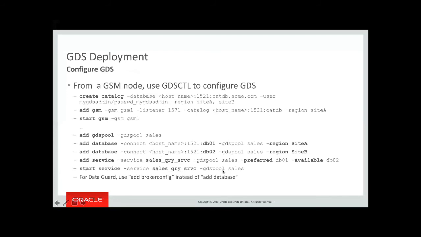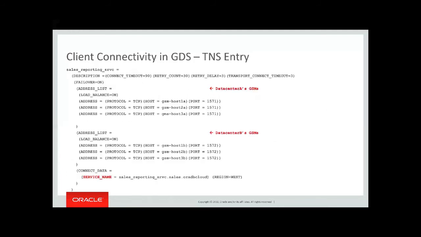So on the back end, I would create the catalog, create GSM, create the pool, add database to the pool, create my global service, and start it. That's at the back end. And then from the client side, I would adjust my TNS entry. The TNS names configuration is very similar to what you've been using before in the case of RAC or even non-RAC. In this example, I'm showing two address lists and a set of listeners. These are nothing but the GSM listeners that have been created using the add GSM command in the previous slide.